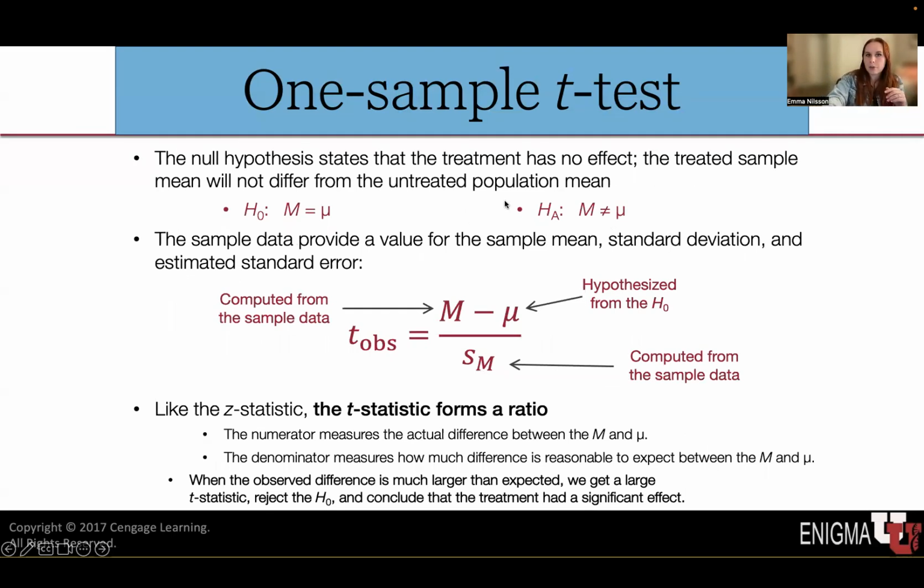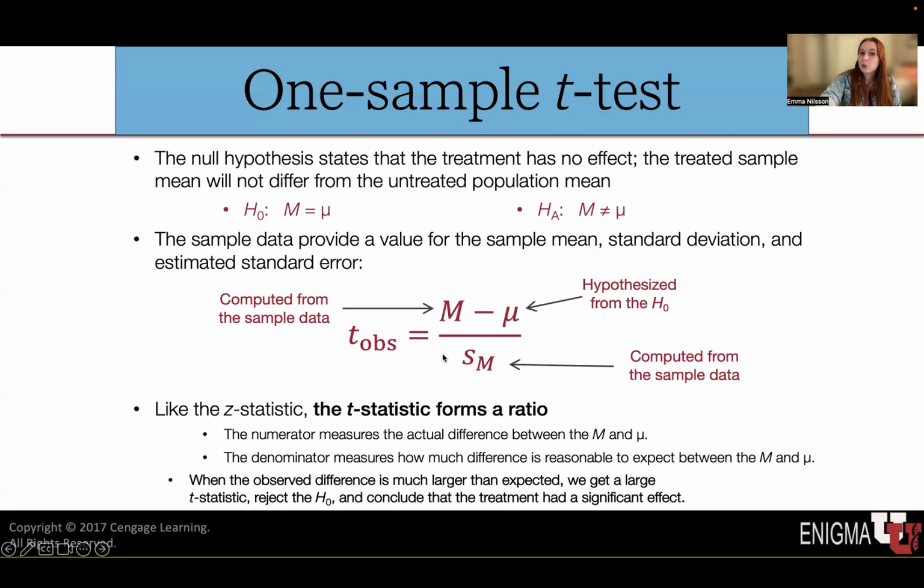Let's talk a little bit about some of the steps of the one sample t-test. The first step in hypothesis testing is to state our hypotheses, right? The null hypothesis is going to state that the treatment has no effect, or in other words, your treated sample will not differ from the untreated hypothesized population mean. The alternative hypothesis, as we talked about before, says that there is going to be a difference. Remember, we don't need to specify a direction.